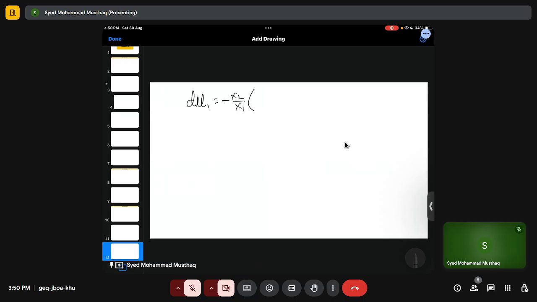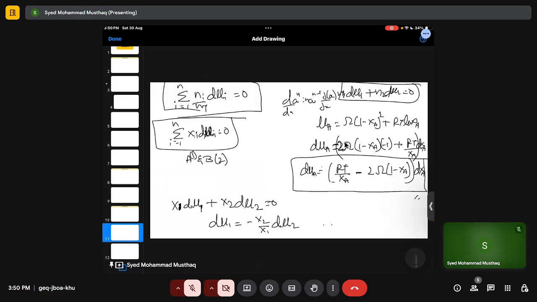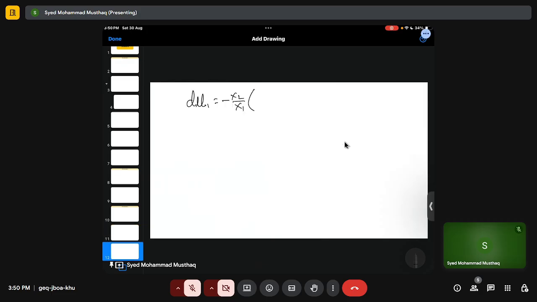What is my d mu 2? For 2, all I have to do is substitute a. Okay? So RT upon x2, minus 2 mu 1 minus of x2, and then differentiate with respect to x2. So again, now what I'm trying to do is integrate.